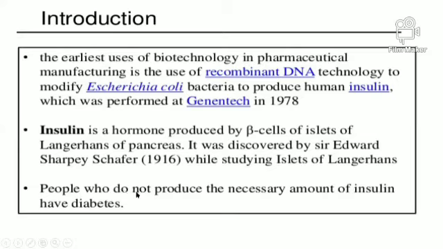People who do not produce the necessary amount of insulin have diabetes. If a person is not producing enough or the necessary amount of insulin, the person is called a diabetic patient. We require insulin, and insulin is controlled to remove sugar from your body.